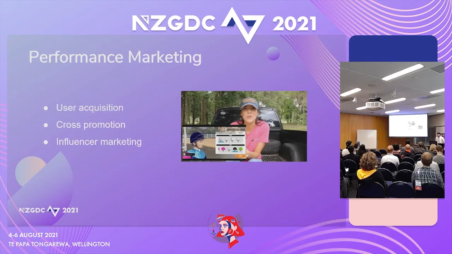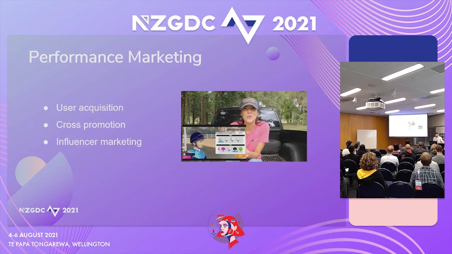I'll quickly touch on performance marketing. Performance marketing is a way that you can get users through the App Store, which isn't organic. This is usually paid. User acquisition is a really big strategy, and that's a whole other craft in itself, which I won't go into now. But that involves creating advertisements that speak to your players and getting them through into the App Store.